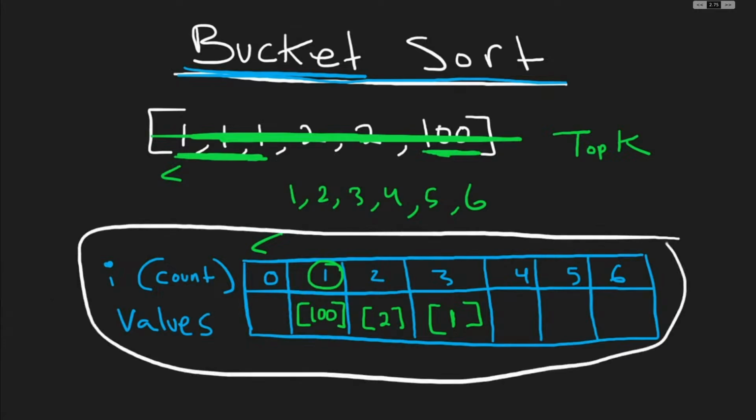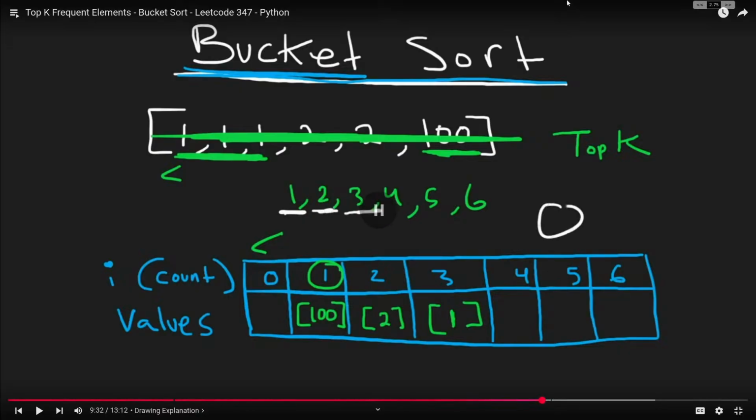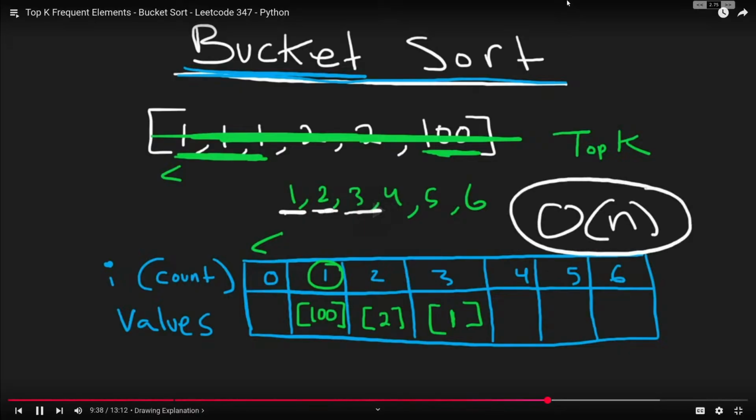Now we are creating this array to help us, and we're also going to need a hash map to count the occurrences of each value in the input array. So the memory complexity is also going to be big O of n. With that being said, let's jump into the code.